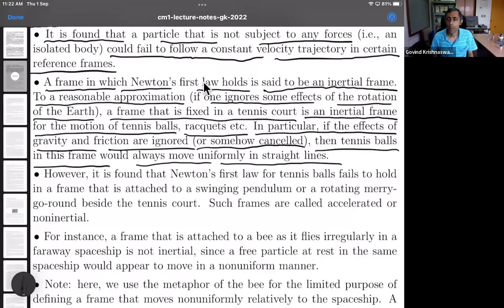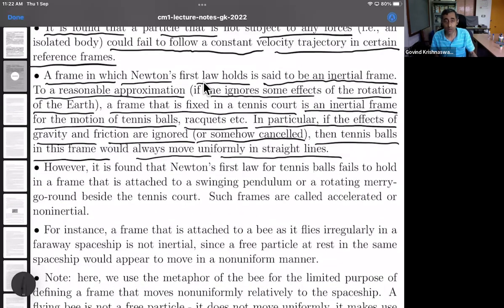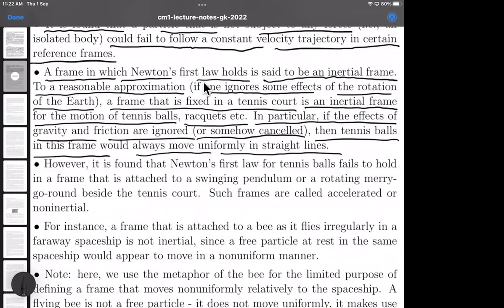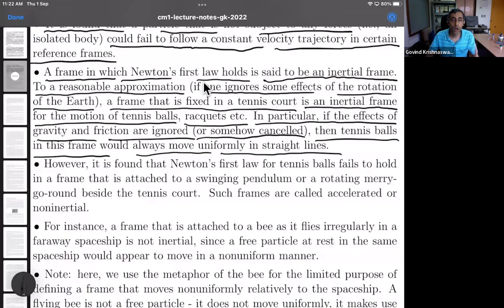Let me just repeat what I said. I'm claiming that a frame fixed to the Earth is, to reasonable approximation, an inertial frame. By that, what it means is that particles that are not subject to any other forces would move in straight lines at uniform speed. Of course, this has to be checked. You have to check whether it is true. Why would they move in straight lines? This is the experimental observation.